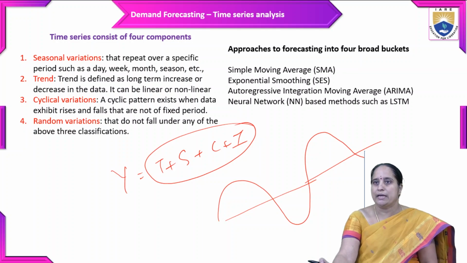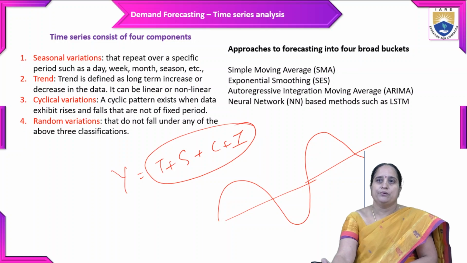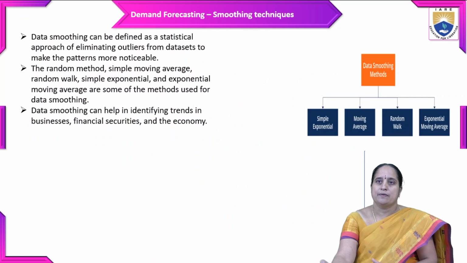And approaches to forecasting fall into four broad buckets. One is simple moving average, SMA, and exponential smoothing, which we also use to measure the trend. Then auto-regressive integrated moving averages, and neural network based methods such as LSTM. All these methods are used to predict the trend using time series analysis.